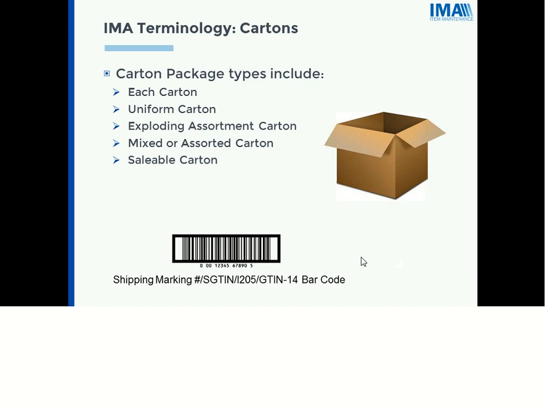Now there are several types of cartons. You have an each carton, you have a uniform carton, and you have an exploding assortment carton. Now, each carton and each package are different from each other, so I just want to make a call out for that. But the each carton, uniform carton, and exploding assortment carton are the three most common types of cartons that are built. You do also have a mixed or assorted carton and a sellable carton. Those are usually very specific to certain businesses, usually on the Kmart side. And those types of cartons cannot be synced over, so the process for creating those is quite different.